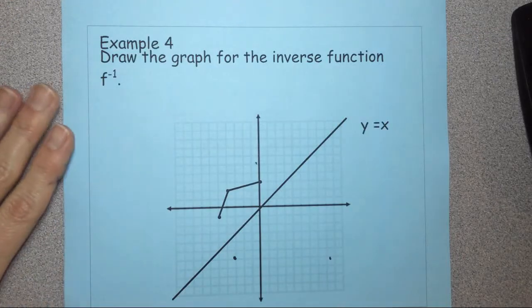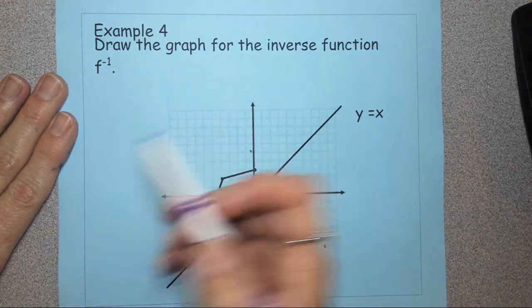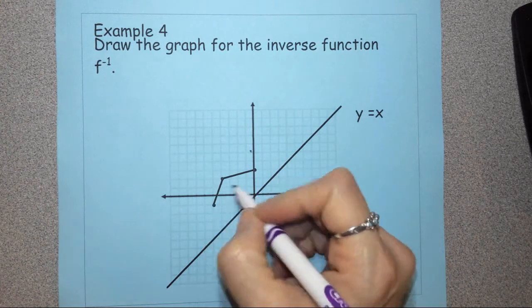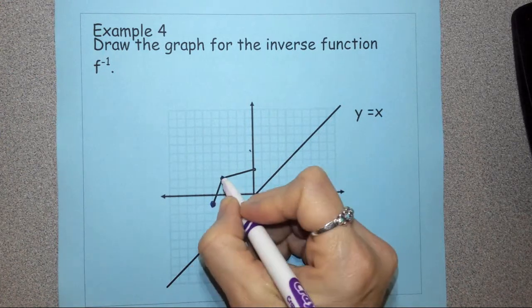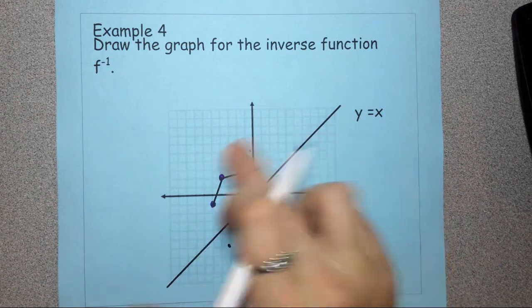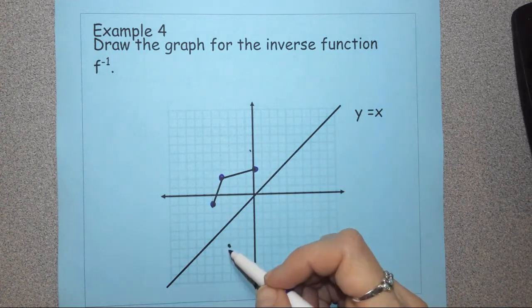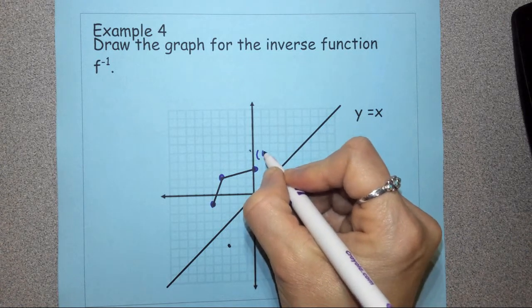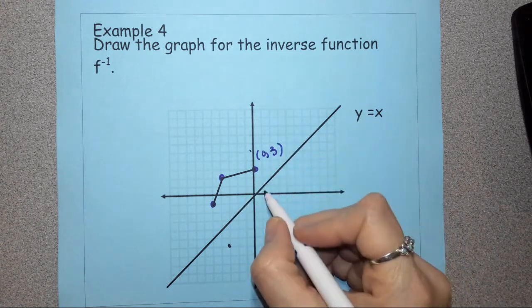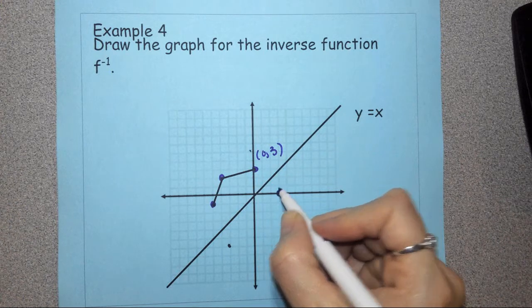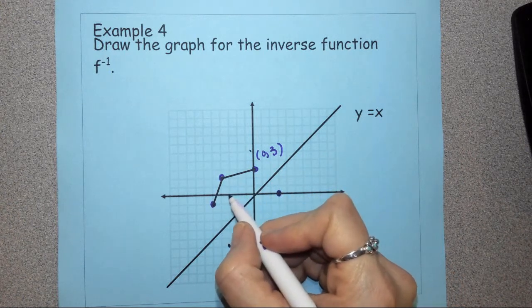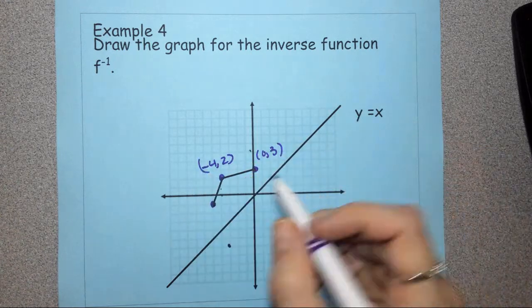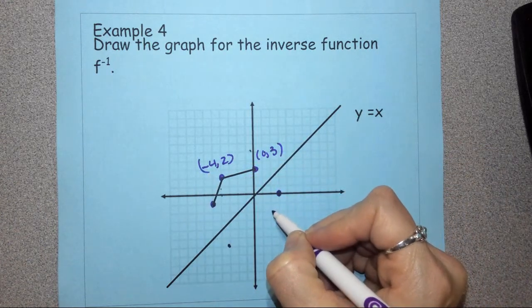So here's an example. It says, draw the graph for the inverse function f. So here's my original function. I've got a point right here, here, and here. To graph the inverse, I'm simply going to flip these points. So this point up here, 1, 2, 3, that's (0, 3). So I'm going to graph (3, 0), 1, 2, 3. This point over here is 1, 2, 3, 4, 1, 2, so (negative 4, 2). So I'm going to graph (2, negative 4), 1, 2, 3, 4.